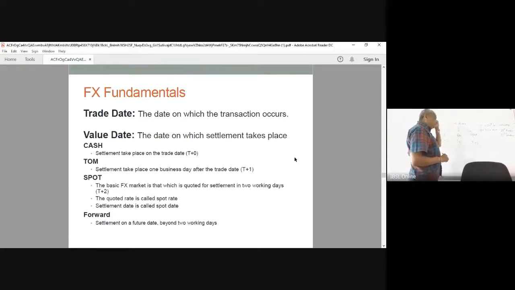Right? If the value date is spot date, normally spot value 2 days, if today's rate is 183 and 187, you're going to get 183 and 187.